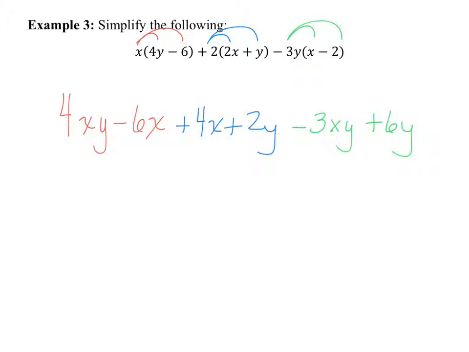Keeping in mind that the negative 3y, that negative sign has to be distributed to both. So if your signs are wrong here, it is very important that you change them. And notice I use 3xy instead of 3yx. You can do that too, it's the same thing.